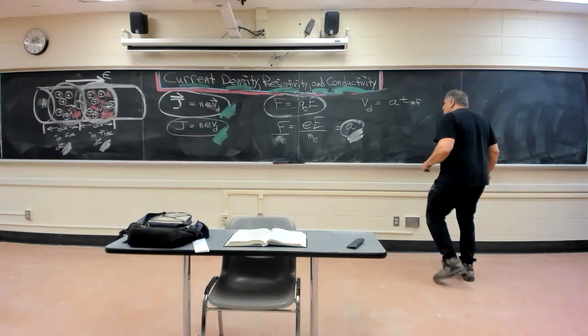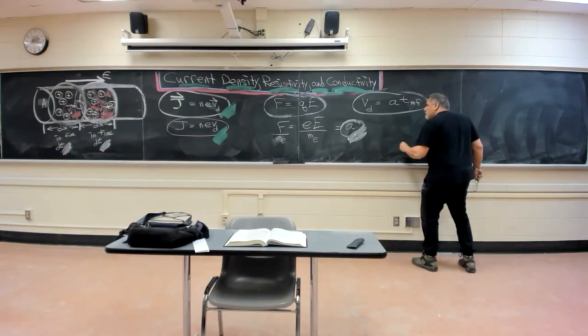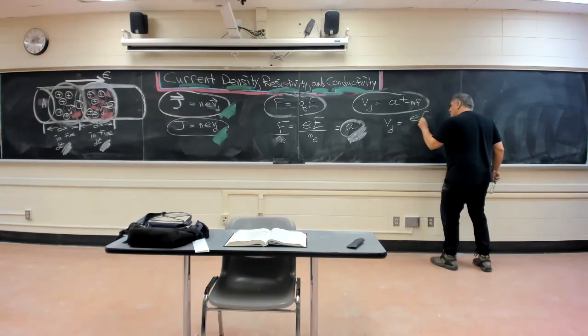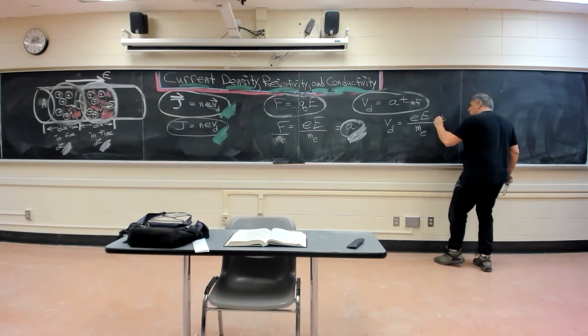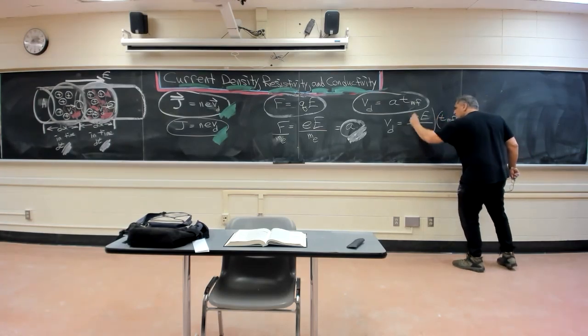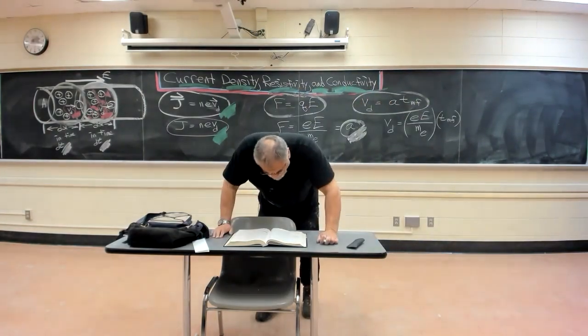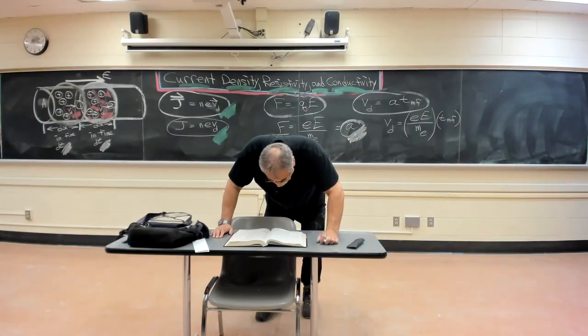V sub d is a times the time. If that's the case and this is a, then we're talking about V sub d. The acceleration a is small e big E over m times the time, to make this happen. Yeah, we can argue that. We can say a lot of stuff related to this, guys.